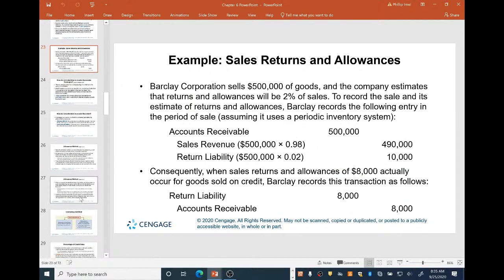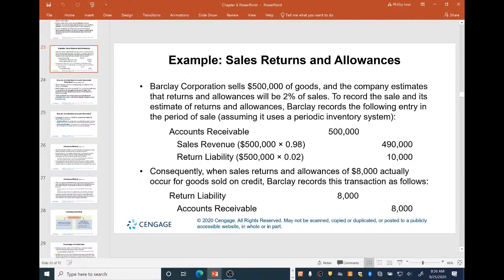So a little example of the sales returns and allowances. Barclay Corporation sells 500,000 worth of goods, and the company estimates that returns and allowances will be 2% of sales. To record the sale and its estimated return and allowances, Barclay records the following entry in the period of the sale. And this is assuming it uses the periodic inventory system.